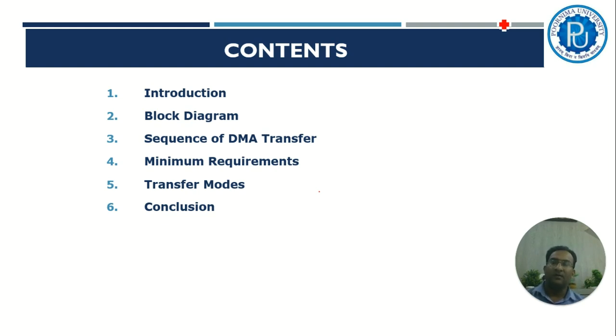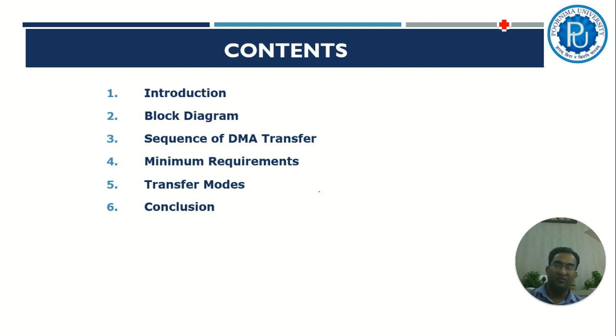Then we will have the block diagram of the DMA transfer, in which we are using a device which is called DMAC, or Direct Memory Access Controller. We will see the sequence of DMA transfer, how this transfer takes place directly without involving the CPU in between the peripheral unit and the memory. Then we will have the minimum requirements for initializing the DMA controller before the transfer takes place between the two units, peripheral and the memory. And in the last, we will have a discussion on the transfer modes of the DMA.